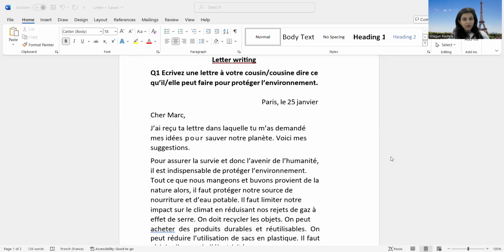Aujourd'hui, on va faire une autre lettre de classe 10e. So let's begin with another letter of class 10. Écrivez une lettre à votre cousin, cousine. Dire ce qu'il peut faire pour protéger l'environnement. So this lesson is all about the environment.